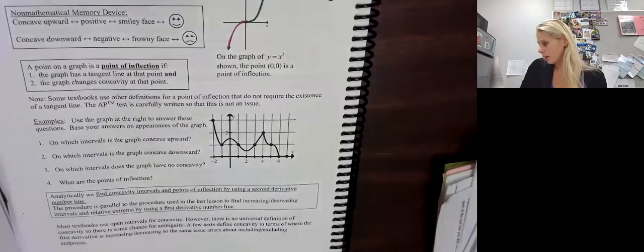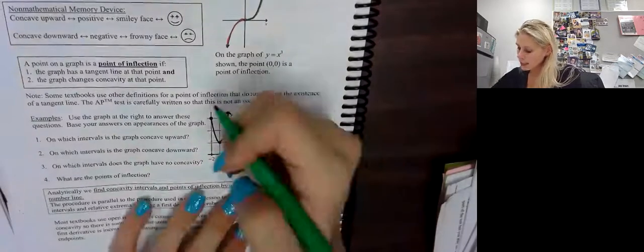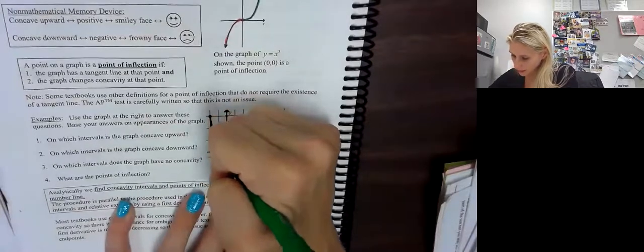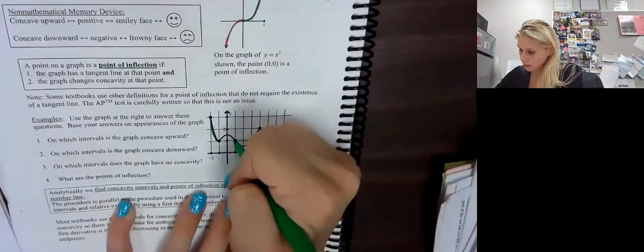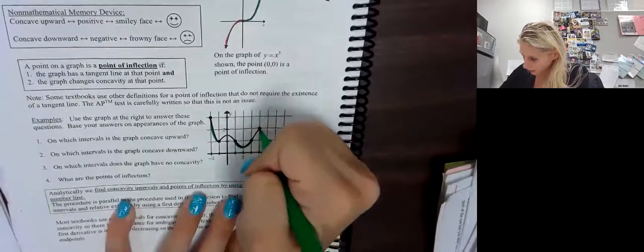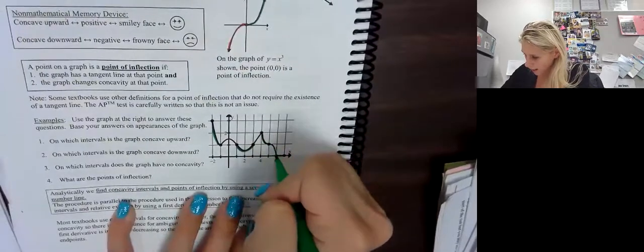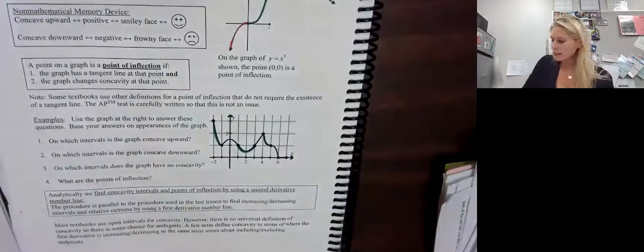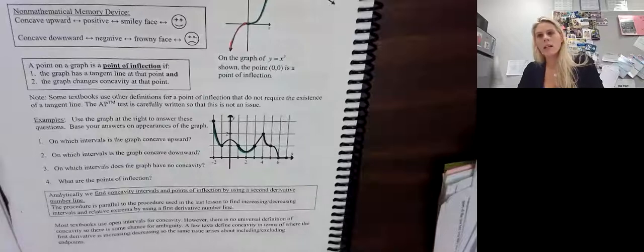So examples. Use the graph to the right to answer these questions based on the appearance of the graph. Okay, on which intervals is the graph concave up? So think of where it's making that smile. Okay, so if I were to make that smile, I see I'm making an upward smile right here. Here I'm starting to frown. Here I smile. Here I'm frowning. Here I smile. And I'm frowning. And I'm not making anything right there.